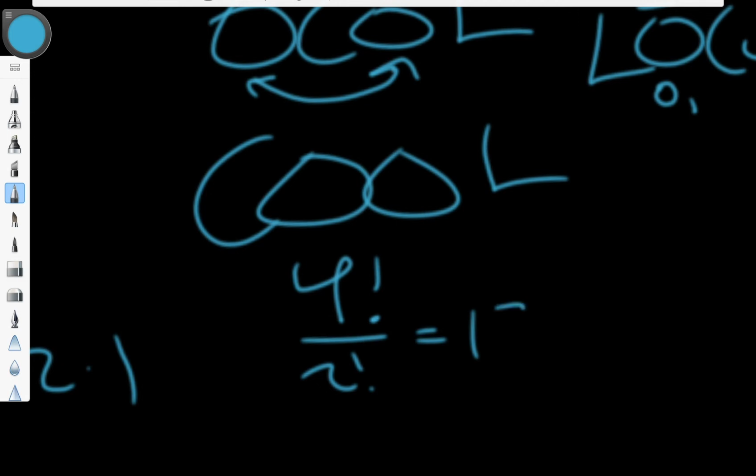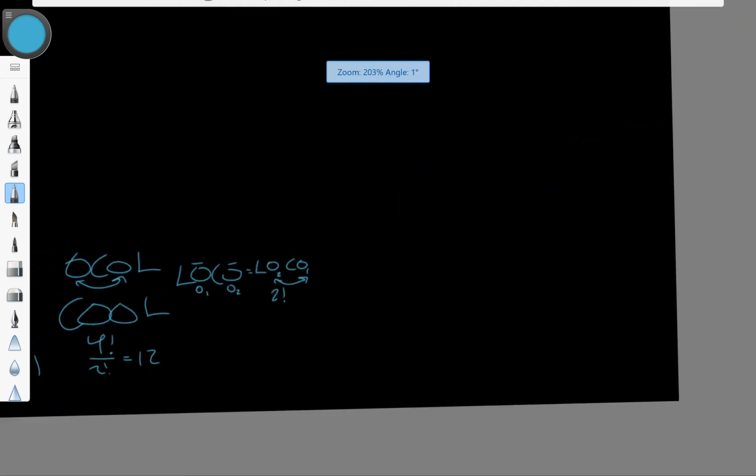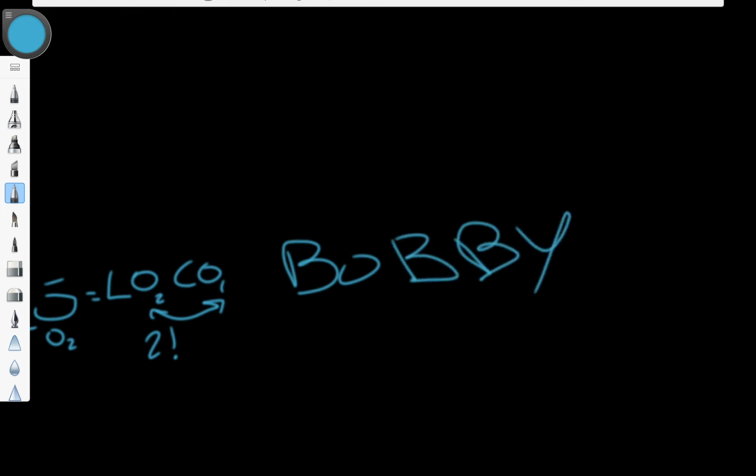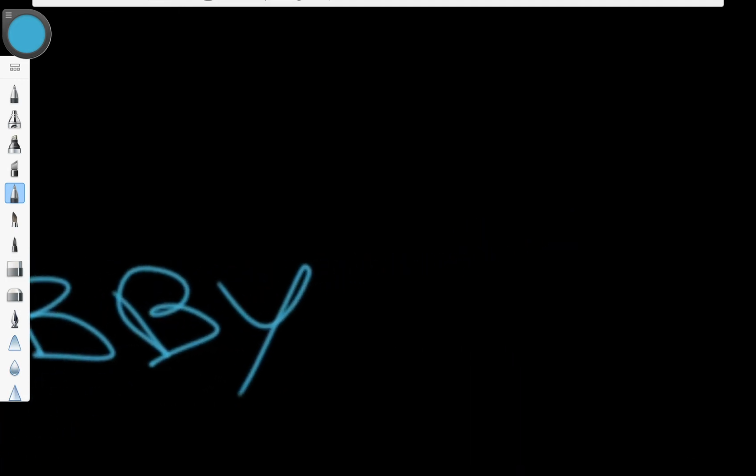This is equal to 12. Now let's do a different one. Let's do Bobby. So we have 5 factorial once again. Now we have 3 b's, right?